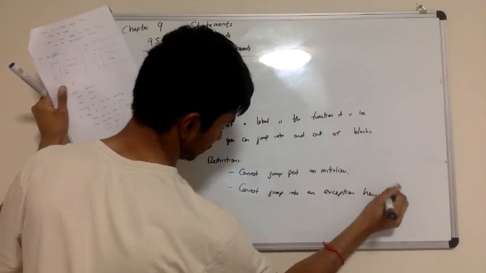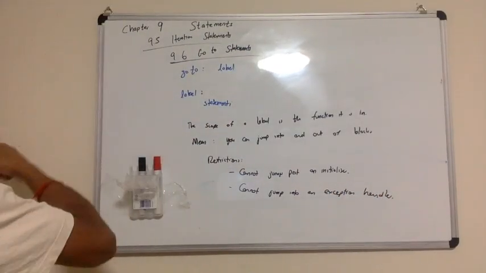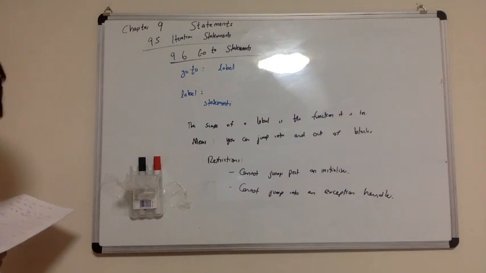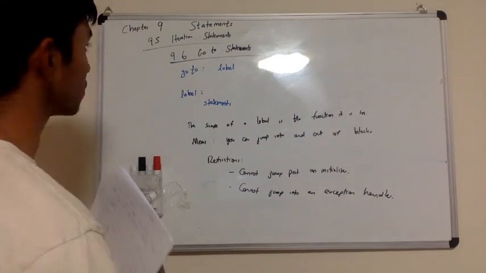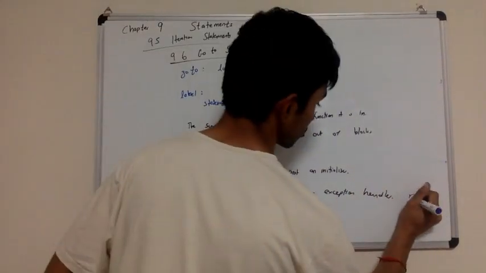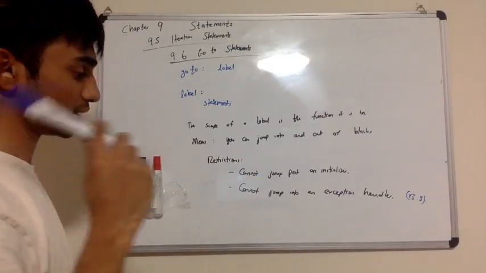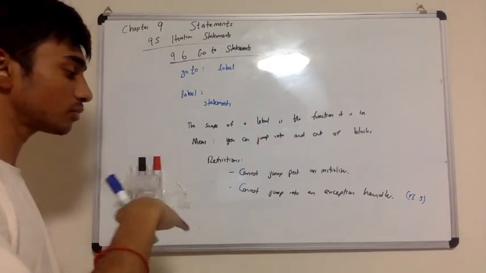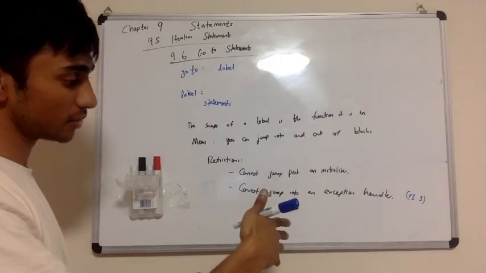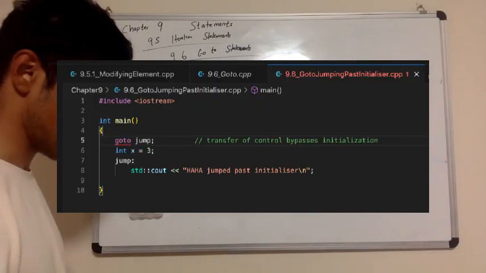What is an exception handler? We will find out in chapter 13.5, which is actually a bit closer than I thought. I thought it was way far, but this is 13.5. But essentially, just bear in mind for now that this idea of jumping around, you can't jump past an initializer, and you can't jump into an exception handler.